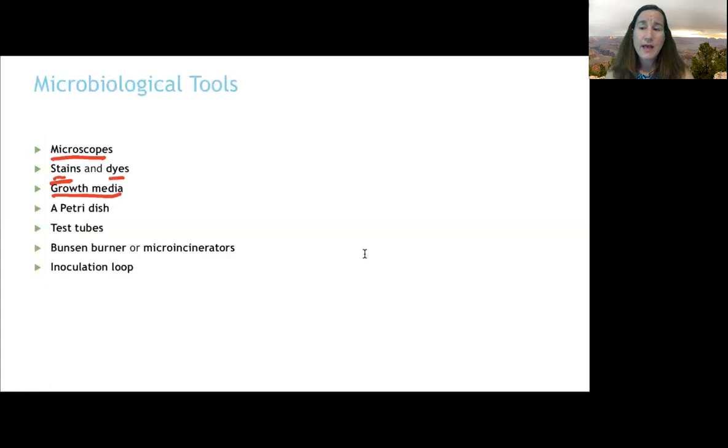We use agarose in our petri dishes a lot, but you can also add things to the agarose. We may use sheep's blood. We may use other things in that. So there's different types of media in the petri dish. There's different types of media in the tubes that we put in there. When we get into selective and differential media, we'll talk more about that. But there's different types of media in the test tubes.